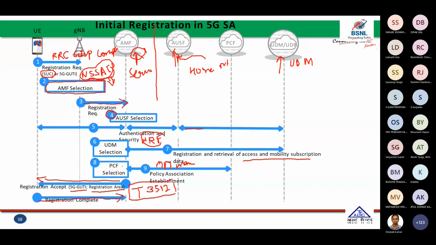Sir, in case of roaming, sir, how? Roaming. Yes, sir. Roaming. How will the gNodeB know this NSSAI belongs to which home HPLMN?